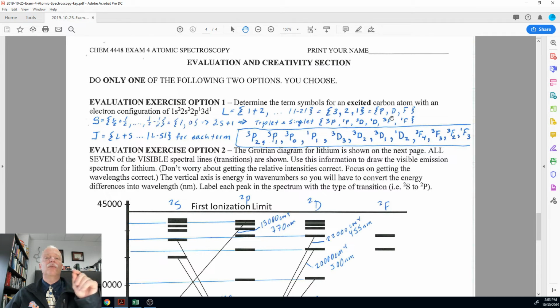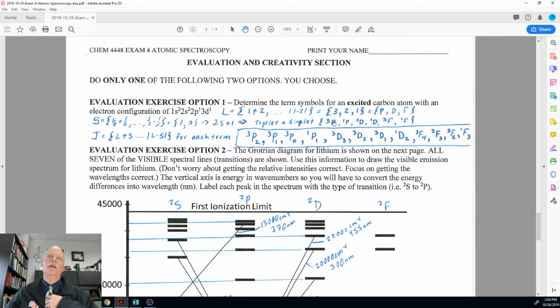Then for the fine structure splitting, or the J values, for each one of these terms, I had someone write actually on the test, this is where they ran into uncertainty. They didn't know how to calculate the J values. They were not confident in how to do that. You have to compute for each term the J values. So you have to pick the triplet P and calculate the J values. Pick the singlet P and calculate the J values. So for each term, you have a maximum of L plus S and a minimum of L minus S.